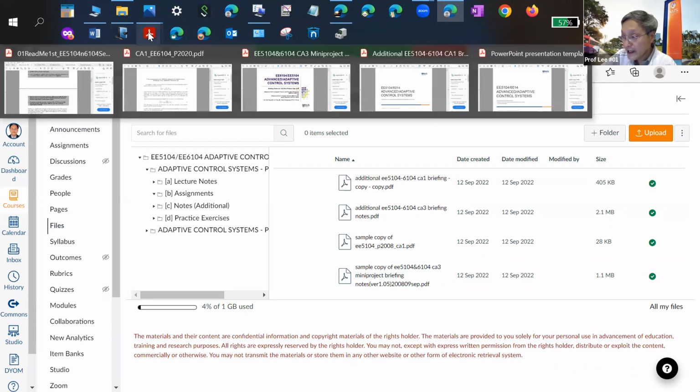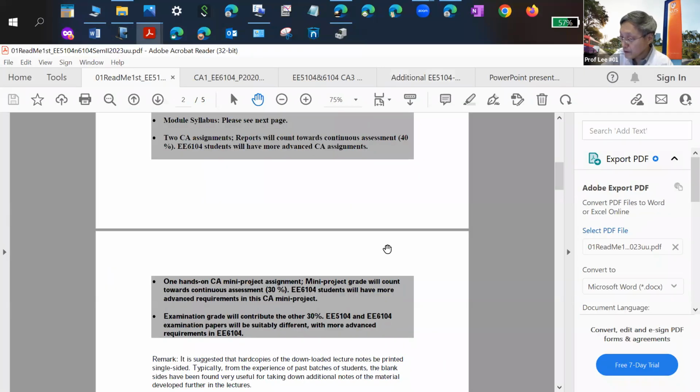But before that, let me go back again to the read me first file. As in my usual way, let me pause at this stage on how we organize the module, the CA assignments, and all the support that my GAs, my PhD students, will provide for you. Just on these matters which I've just spoken on, any thoughts, any comments, any questions?